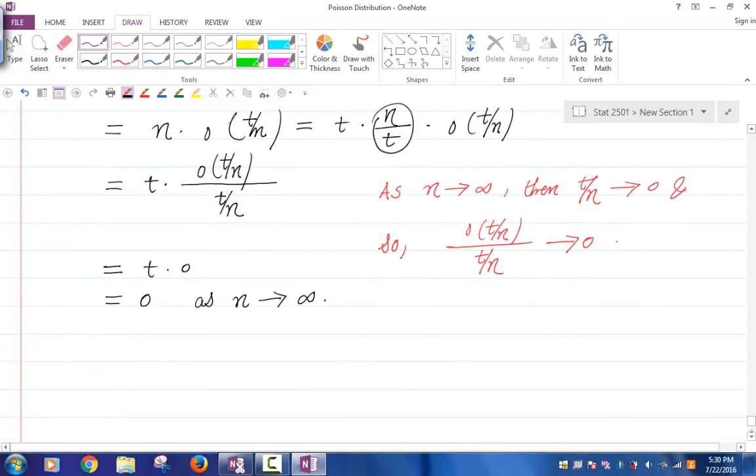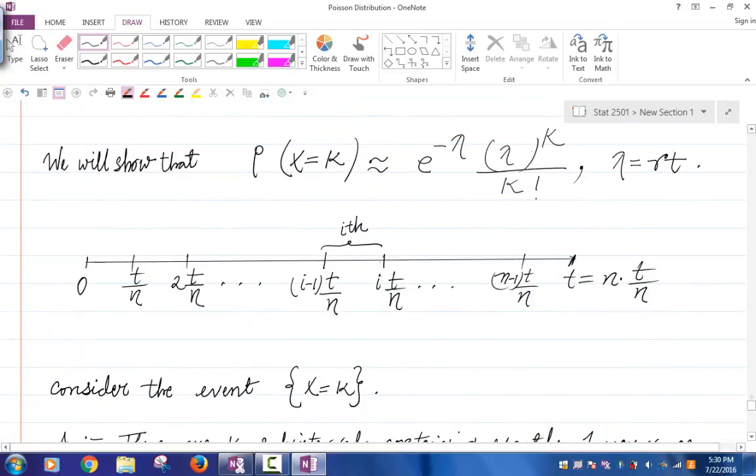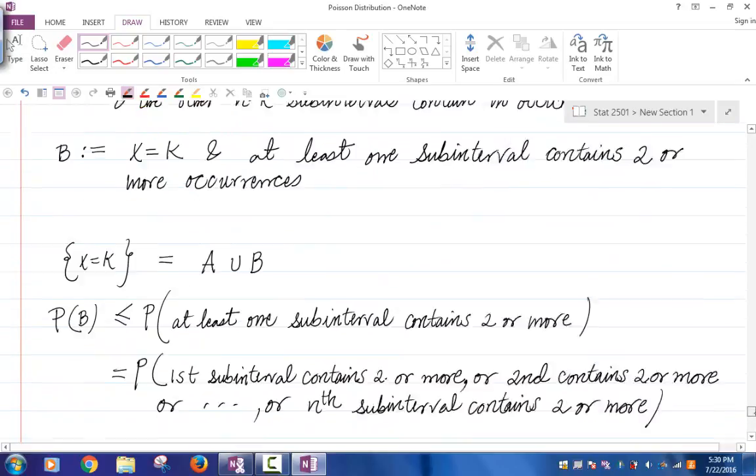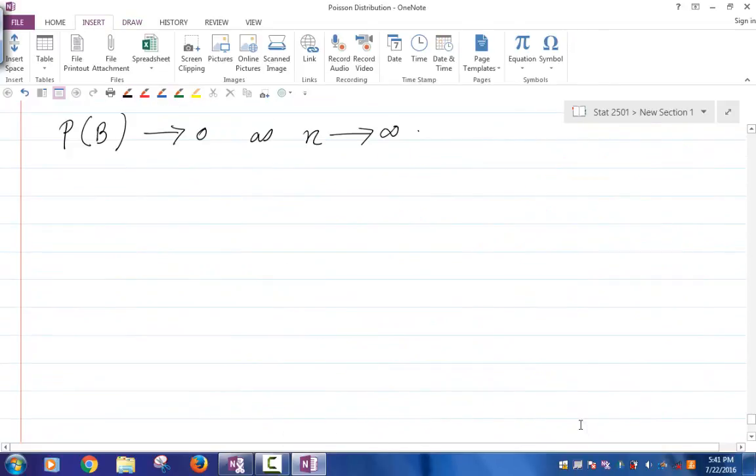So what we have found is that the probability of B goes to 0 as n goes to infinity. Remember, n is the number of subintervals of the interval from 0 to t. So if we divide the interval from 0 to t into more and more subintervals, then we can make the probability of B go to 0.